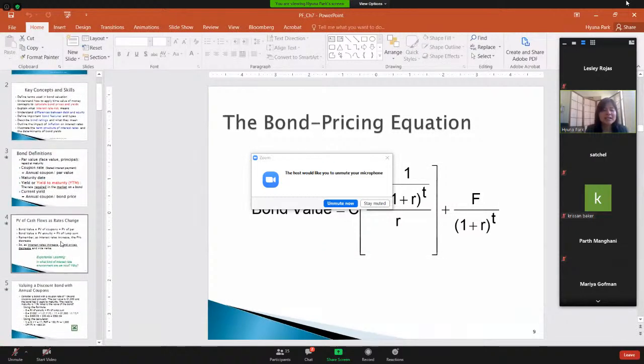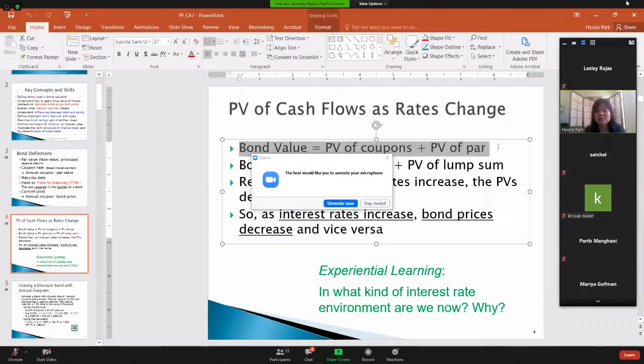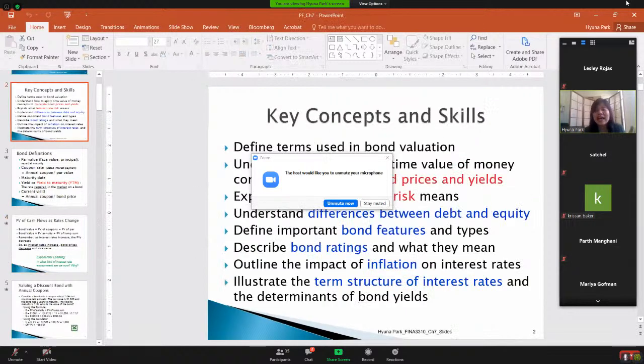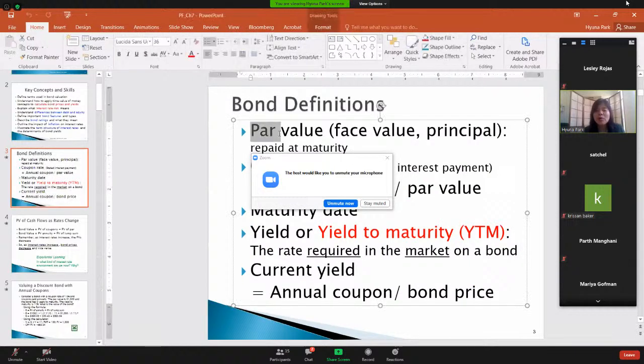After you understand this logic, I'm explaining the same thing using different slides and different methods. So bond value has two components, the present value of coupons and the present value of par. So what do I mean by par? That means you need to learn the language, bond language. Par, in the bond world, means face value, principal, that will be repaid at the end, at the bond maturity.